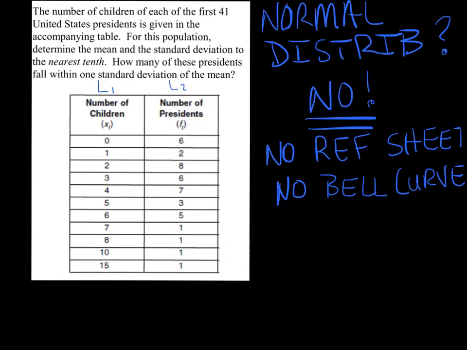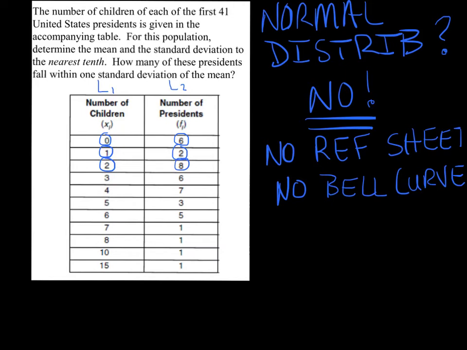Now what does this table mean? It means there were exactly 6 presidents who had 0 children. So again, think of the 6 as your frequency. There were 2 different American presidents that had 1 child. There were 8 different presidents that had 2 children, so forth and so forth. So let's get those pumped into L1 and L2.